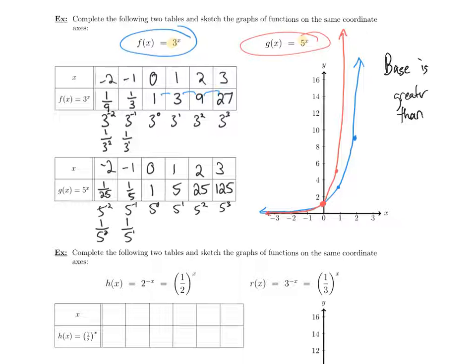Because when the base is greater than 1, then when we multiply, it's going to make it grow. It's going to make it get bigger because we're multiplying by 3. Multiplying by 3 makes it bigger. Multiplying by 5 makes it bigger.